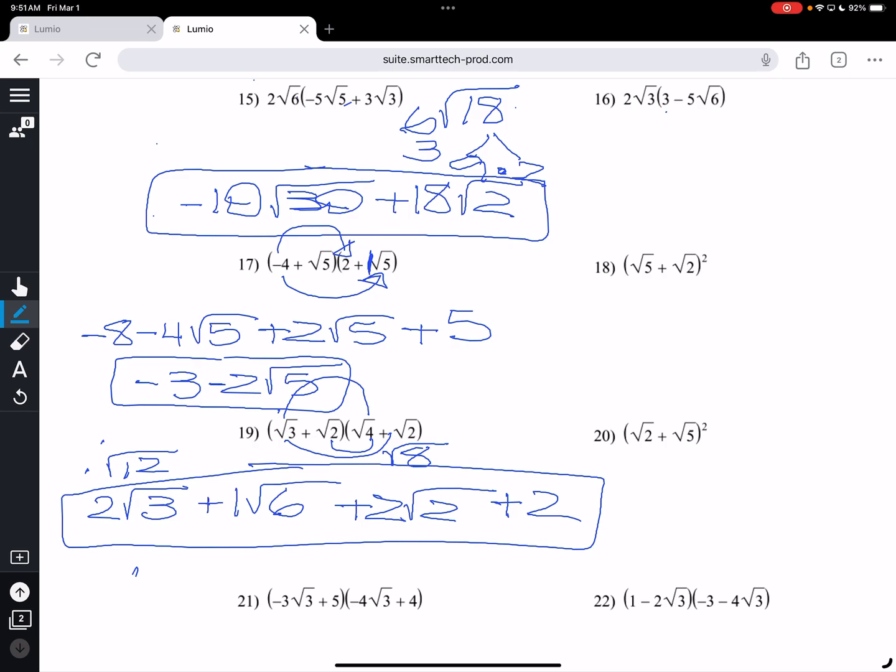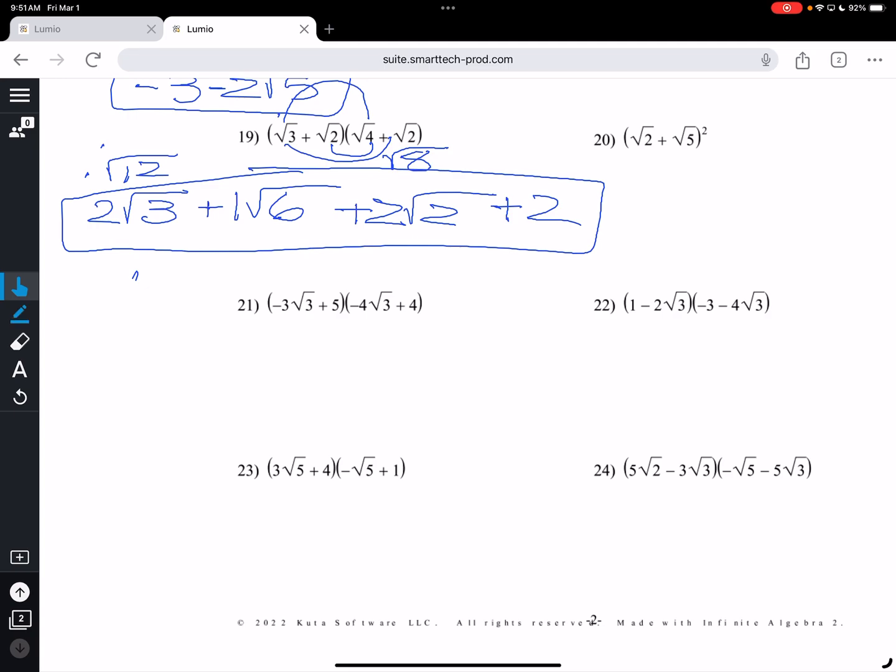Which one do we want to do? 21 or 23, y'all pick one. Just do 21. Do you want to do it together, or by yourself? Together. All right. So -3 times -4 is positive 12. Radical 3 times radical 3 is radical 9, which is 3. So that means 12 times 3, which is 36.